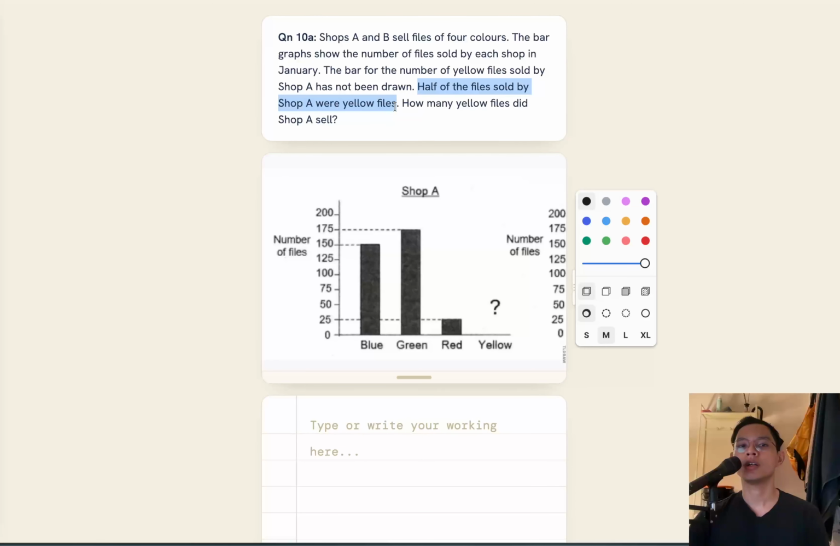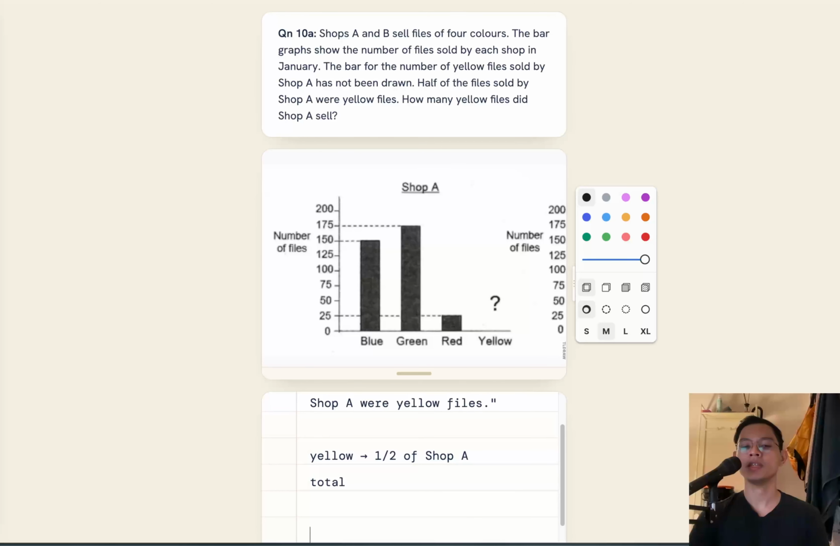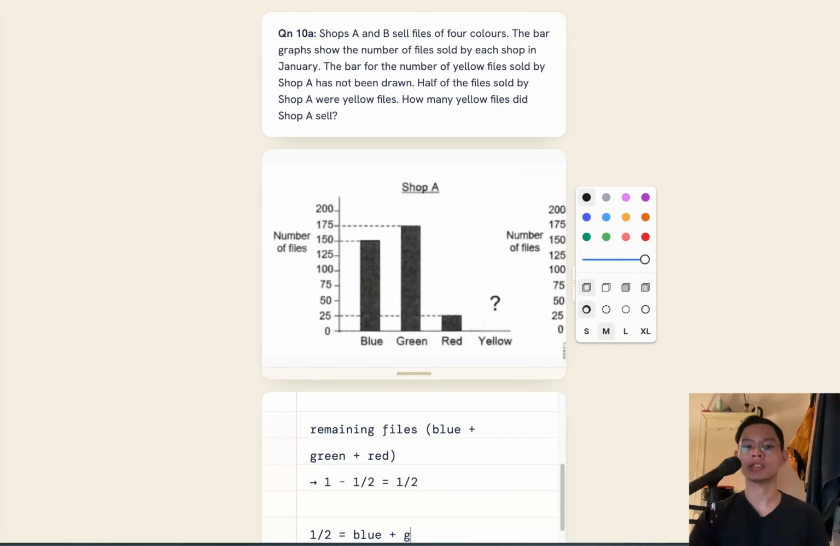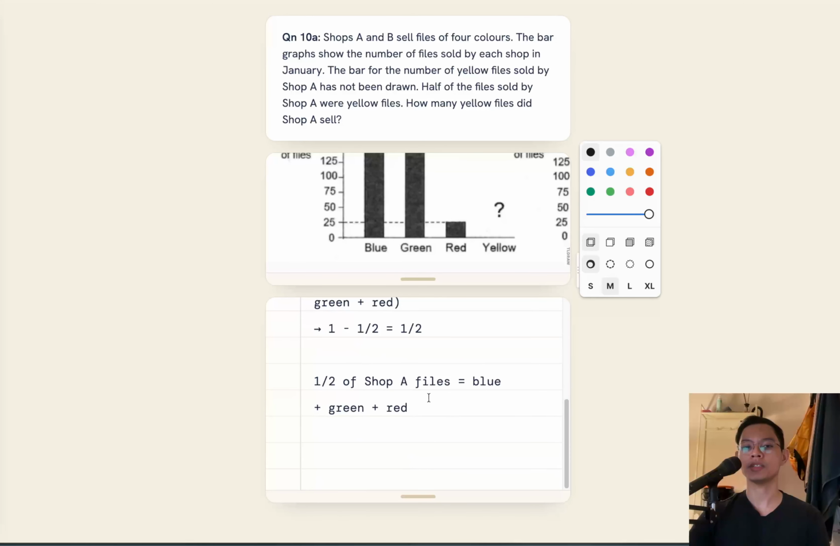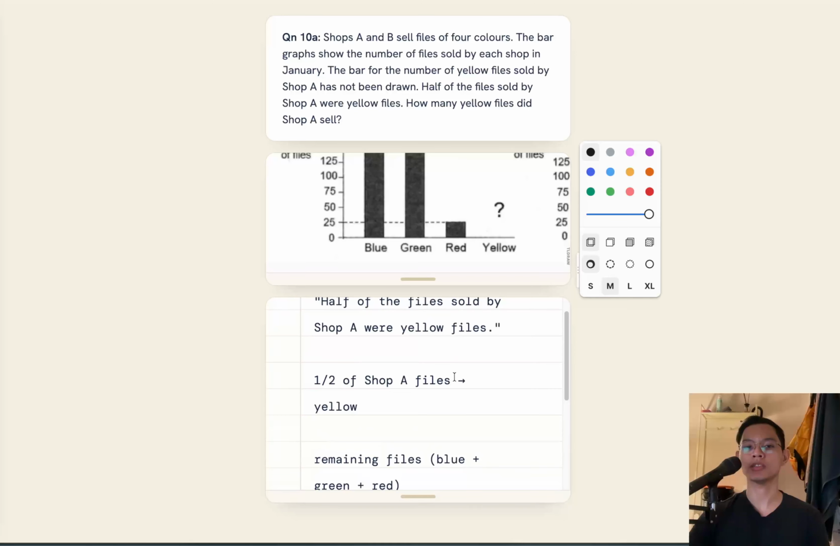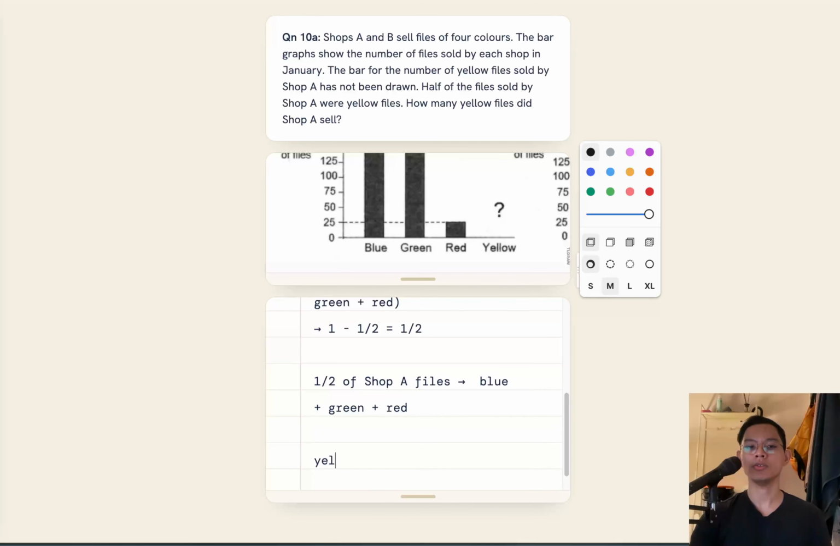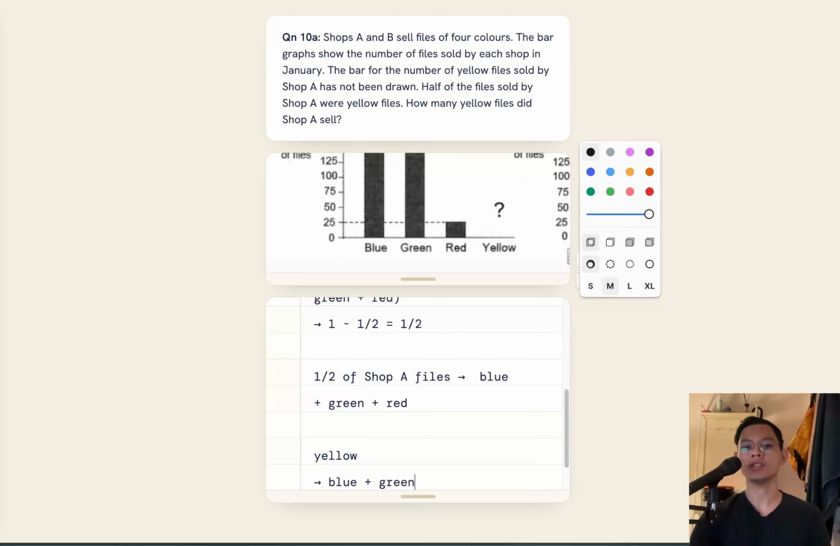So the clue is half of the files sold at shop A were yellow files. So yellow is equal to half of shop A's total. That means the remaining files, blue plus green plus red, equal 1 minus half, which is half. So half of shop A's files is blue plus green plus red. Since half of shop A's files is yellow and half is blue plus green plus red, that means yellow is equal to blue plus green plus red.